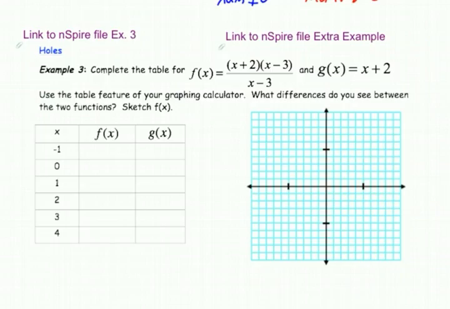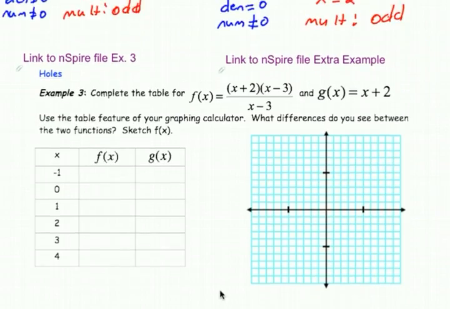The last thing is in example 3, we're going to talk about why we get holes, and in the next lesson we're going to go over how to find the holes. So this is more of an exploration. I want to complete the table here for this rational function, x plus 2 times x minus 3 over x minus 3, and then also for the function g of x equals x plus 2.